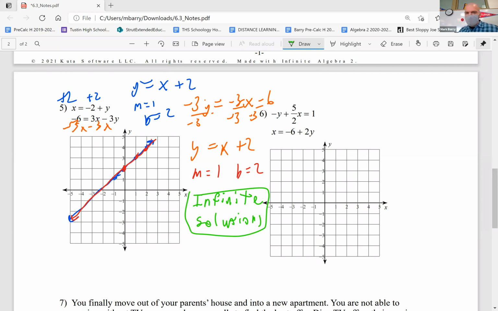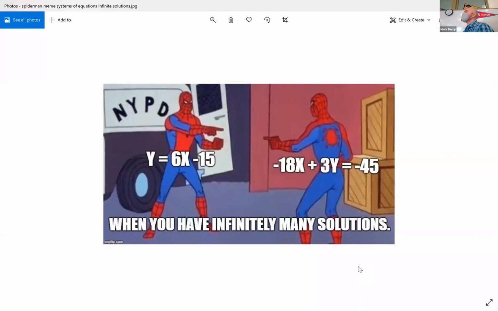Okay, got a little meme for this that I created actually. So let me share that to you real quick before we move on. All right. So when you have infinitely many solutions, there you go. It's like the Spider-Man meme, yeah? y equals 6x minus 15. And then we got the other one. If we rearrange that, if we add the 18x over and then divide by 3, they realize that they're actually the same line. And so that's why they have infinitely many solutions.